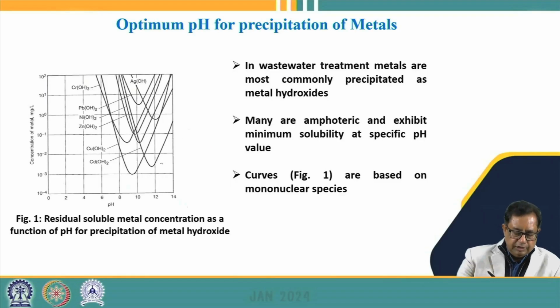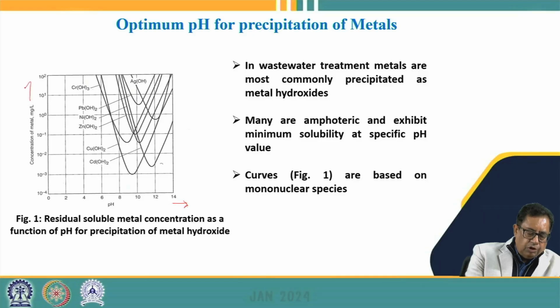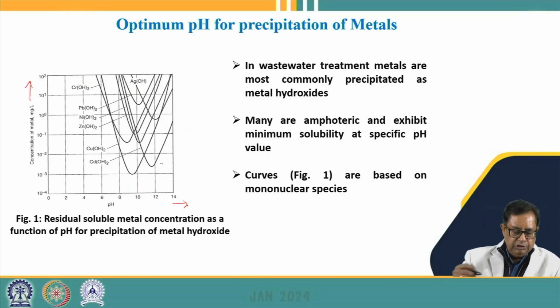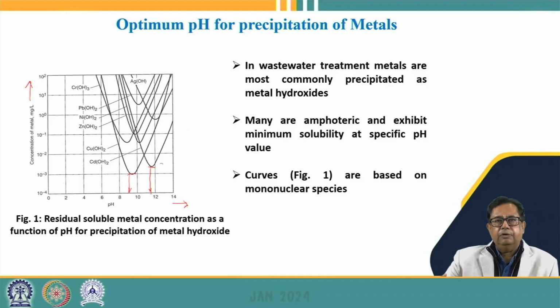So we can see here that this graph shows how the concentration of the various metal hydroxides varies with the pH. We can see here that for a number of metals, for example cadmium hydroxide, the minimum solubility is at a pH of nearly 12, and similarly we can also see here that copper hydroxide has a minimum solubility at a pH of nearly 9 or so, right? And so this means that for different types of metal hydroxides, we have some optimum values of pH at which the solubility of those hydroxides is minimum.